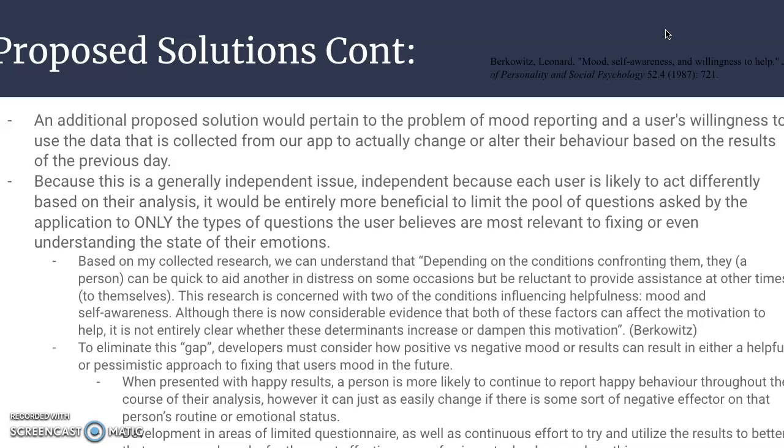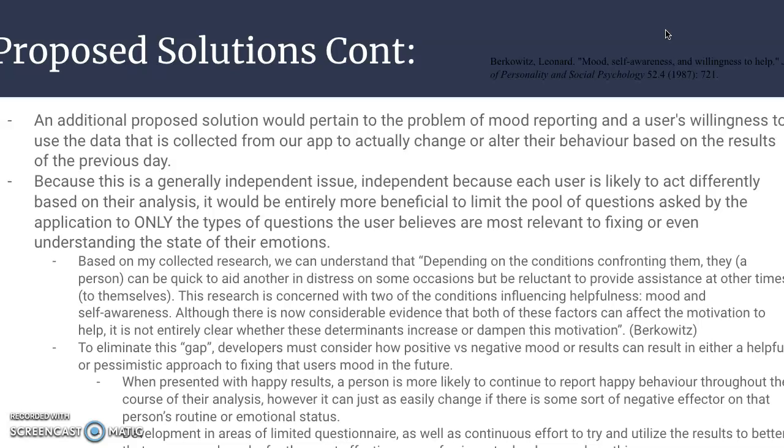So, based on my collected research, I can understand that depending on the conditions confronting them, they, being a person or user, can be quick to aid another in distress on some occasions, but be reluctant to provide assistance at other times to themselves. This research is concerned with 2 of the conditions influencing helpfulness: mood and self-awareness. Although there is now considerable evidence that both these factors can affect the motivation to help, it's not entirely clear whether these determinants increase or dampen this motivation.